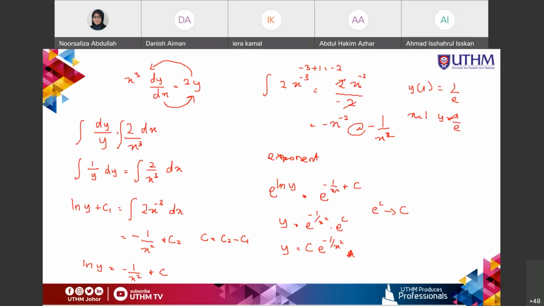Then, kita gantikan nilai-nilai ni dekat dalam equations ni. So y you replace with 1 over e. 1 over e equals to C exponent minus, x equals to 1, minus 1.